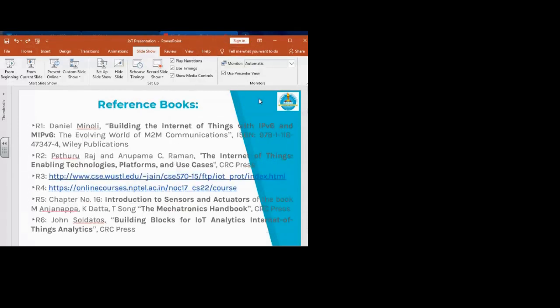Not only the textbooks, we have a set of reference books, and one of them is very popular, that is Daniel Minoli, specifically for IP and IP version 6, or MIPv6. So M stands for mobile, mobile IP version 6. Have you heard about this? It is not your mobile phone. Here the term mobile is for when you are moving from one point to another point, and in that way your IP is moving. It is not related to IP of mobile phones. I'll be sharing all the contents with you on your Google Classroom.